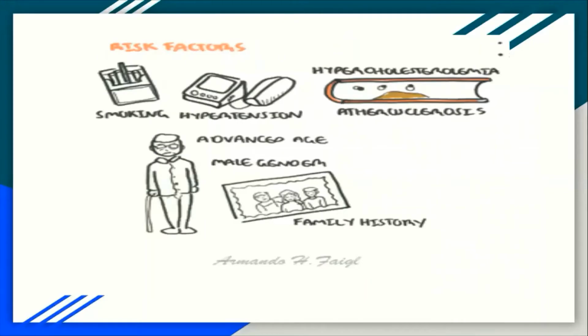The group that has a risk factor of getting this disease is the patient that is an active or heavy smoker and has underlying hypertension, hypercholesterolemia, and also atherosclerosis. Being male and of advanced age, that is more than 65 years old, and having a family history of abdominal aortic aneurysm can also put a patient at risk of getting this disease.